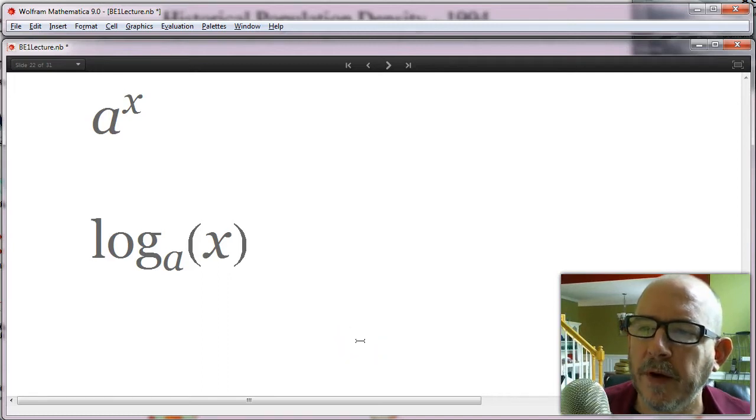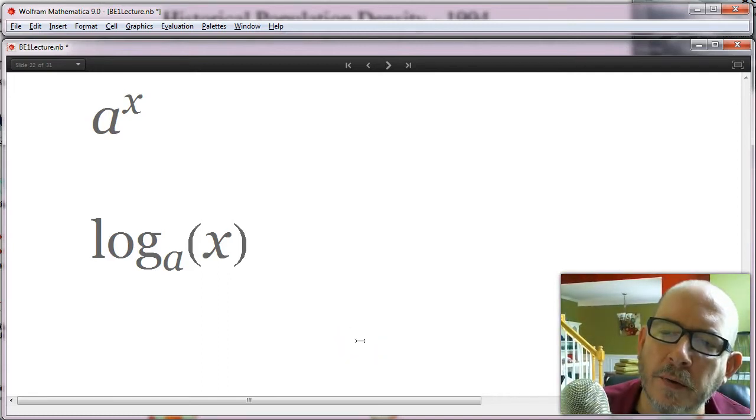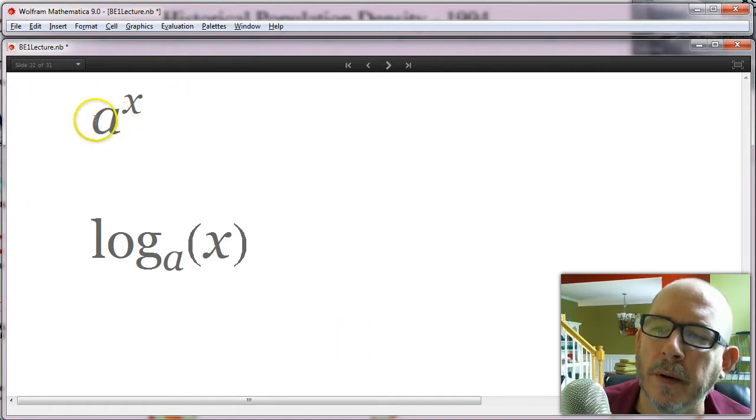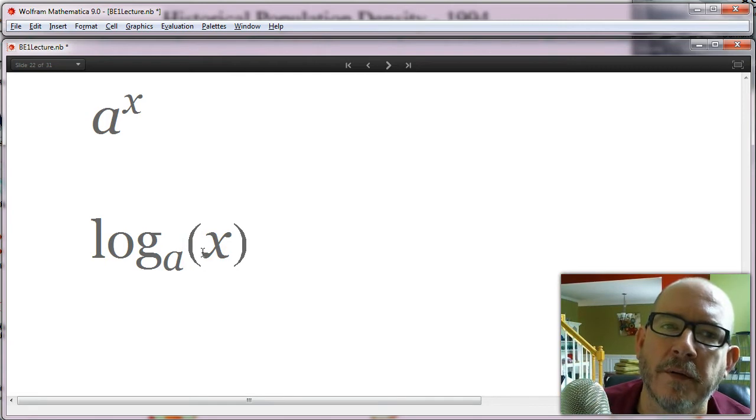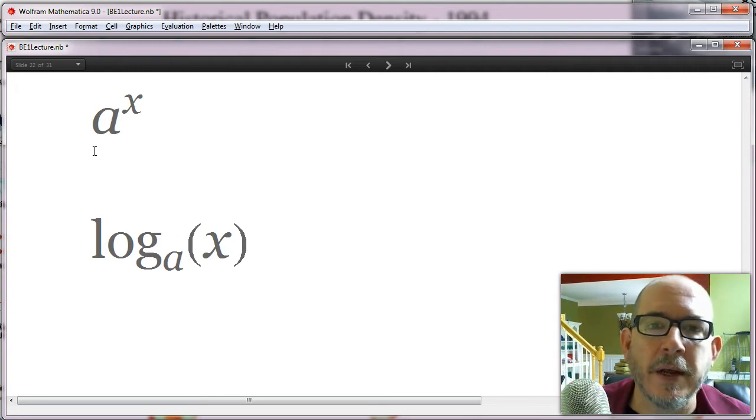So, what problem do we face now? We need to understand how we can take general exponential functions where the base is some positive number, or general logarithms where the base is some positive number, and rewrite them in terms of the natural number e. Now, it turns out that's not too hard. We just need to be clever.